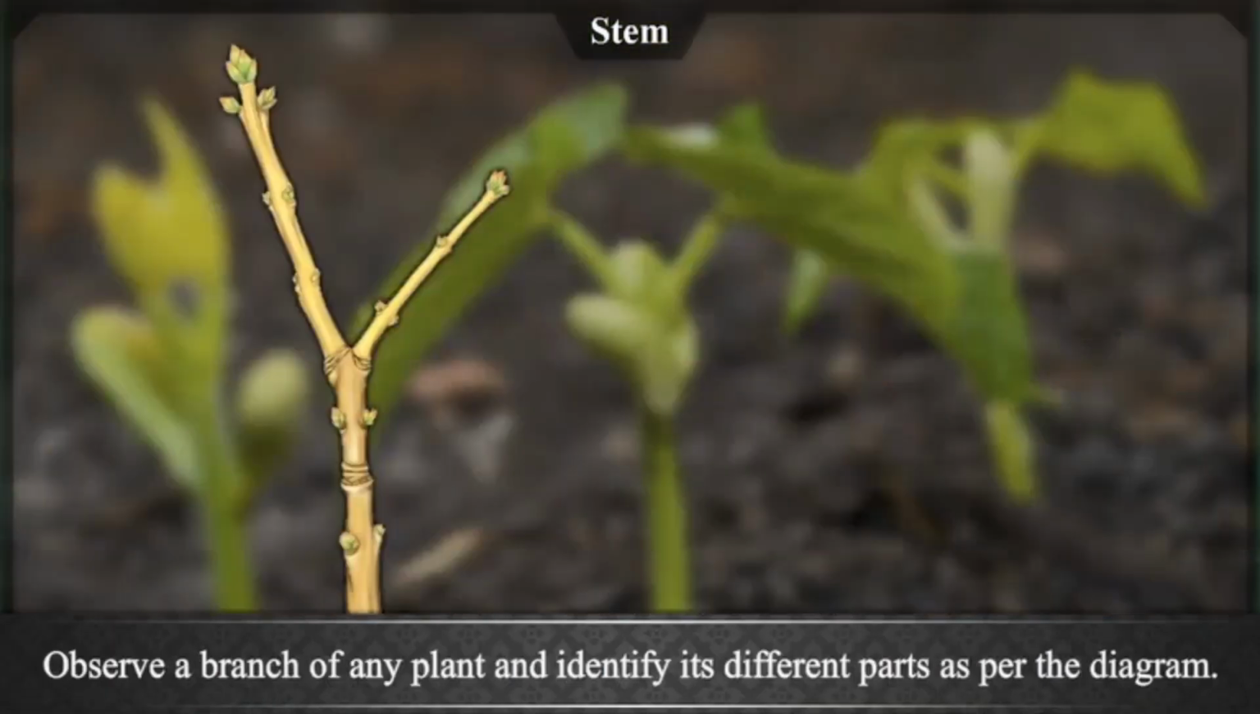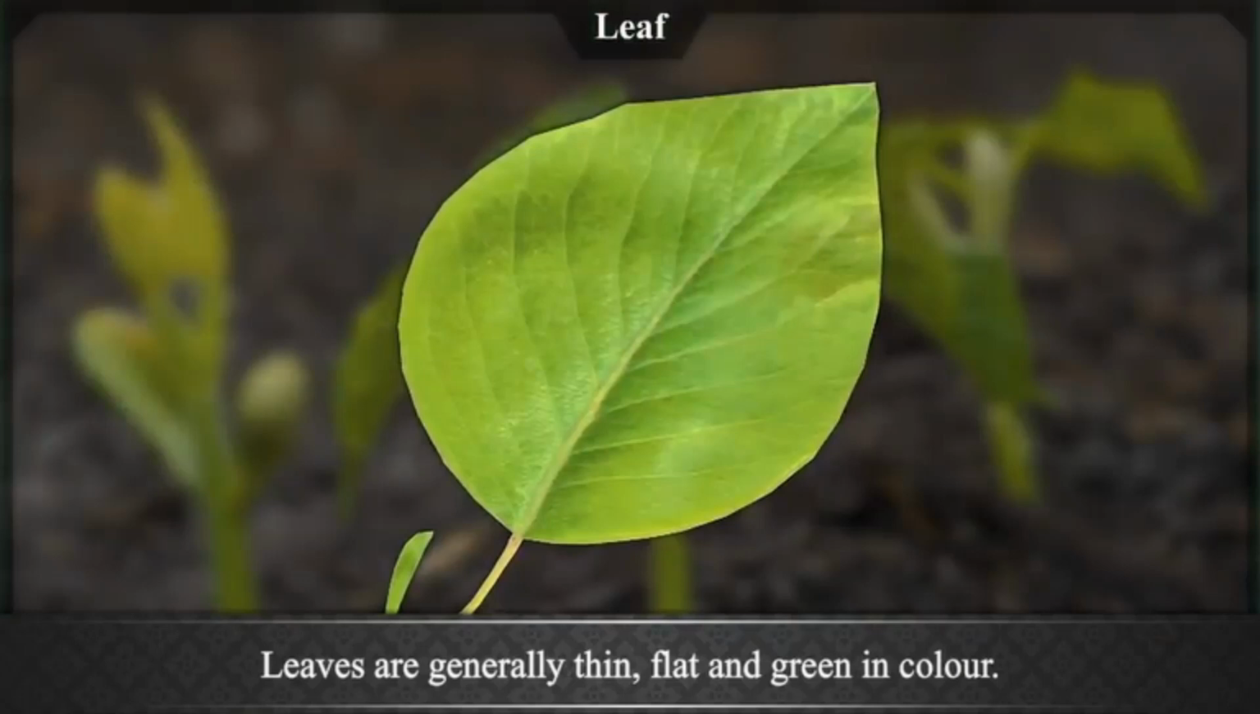Observe a branch of any plant and identify its different parts as per the diagram. Complete the chart. Collect information about other local plants too. Name of plant, thickness or circumference of node in mm, length of internode in mm. 1. Sugarcane. 2. Fenugreek. 3.